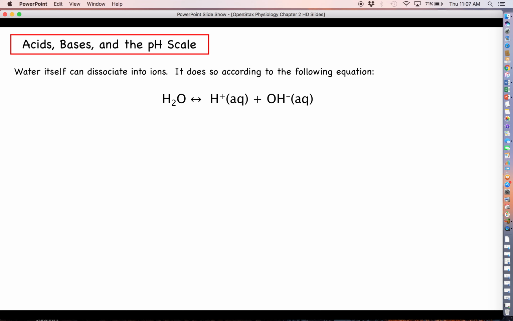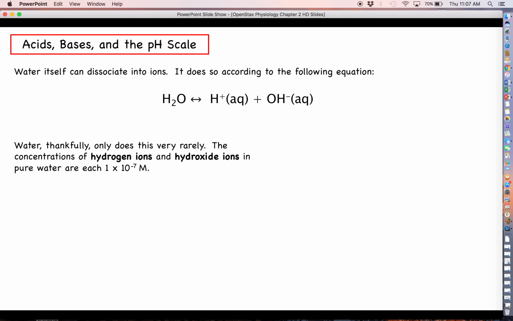So another surprising thing, maybe not if you've already taken your chemistry class, which I think all of you have: water itself can dissociate into ions. It does so according to this equation here. You start with a molecule of water, and it breaks up into a hydrogen ion and a hydroxide ion, or OH. Now, thankfully, water does not do this very often. It only does this about 1 in every 10 million water molecules.